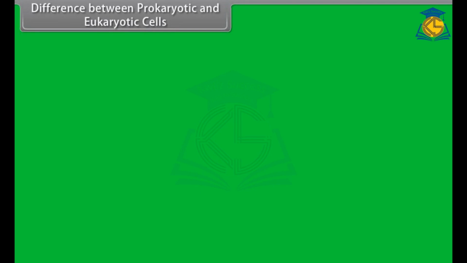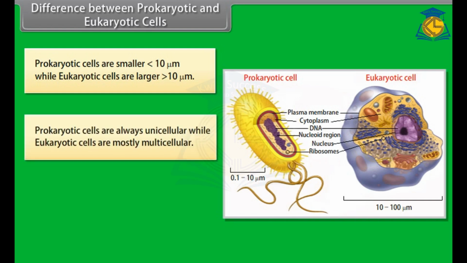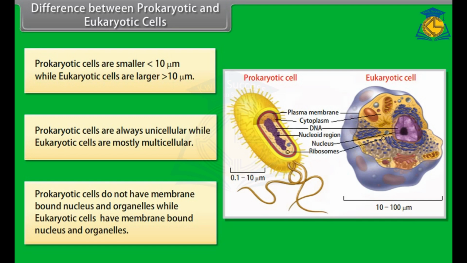Difference between prokaryotic and eukaryotic cells. Prokaryotic cells are smaller, less than 10 micrometer, while eukaryotic cells are larger, greater than 10 micrometer. Prokaryotic cells are always unicellular, while eukaryotic cells are mostly multicellular. Prokaryotic cells do not have membrane-bound nucleus and organelles, while eukaryotic cells have membrane-bound nucleus and organelles.